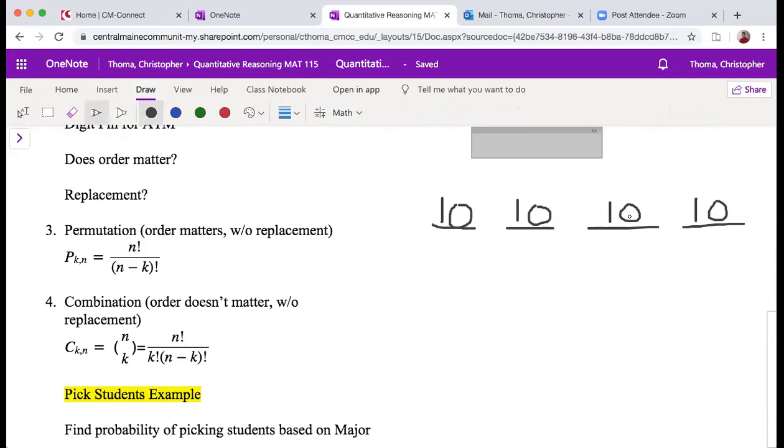It is just 10 times 10 times 10 times 10, which equals 1 with 4 zeros, right? Okay, just making sure. That's how many different PINs you can make before you repeat for just a 4-digit PIN.